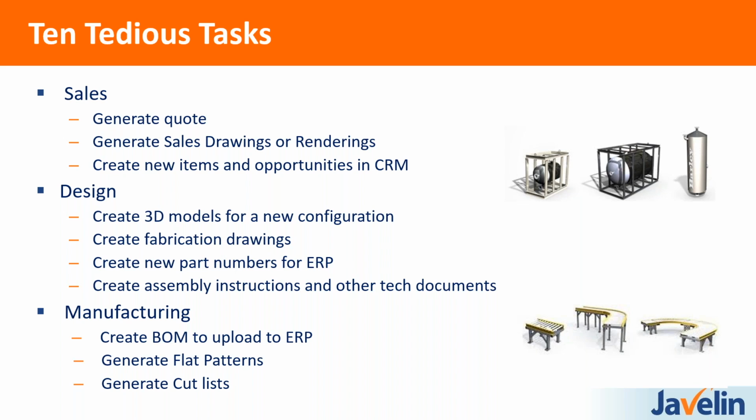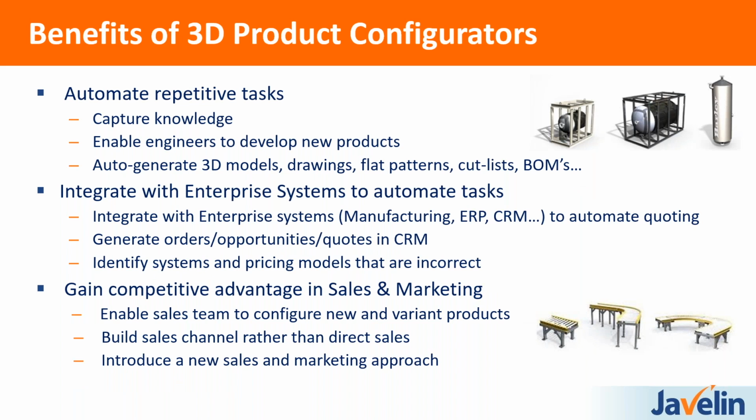We showed you how we can create a bill of material that we can set up in an electronic format to upload into ERP, so you can start ordering parts and materials. We generate flat patterns and cut lists, so when that product is ready to be made, you've got all that information at your disposal.